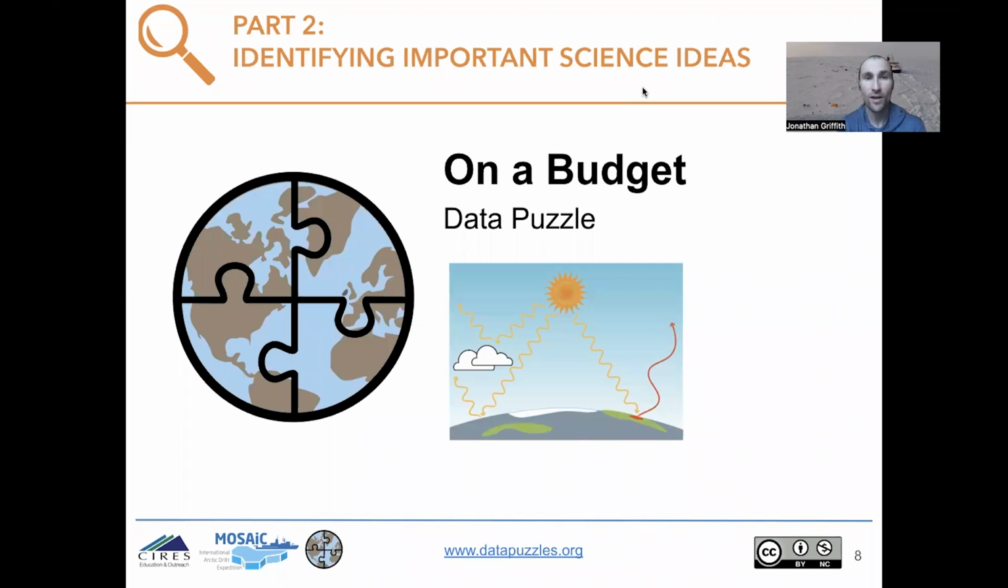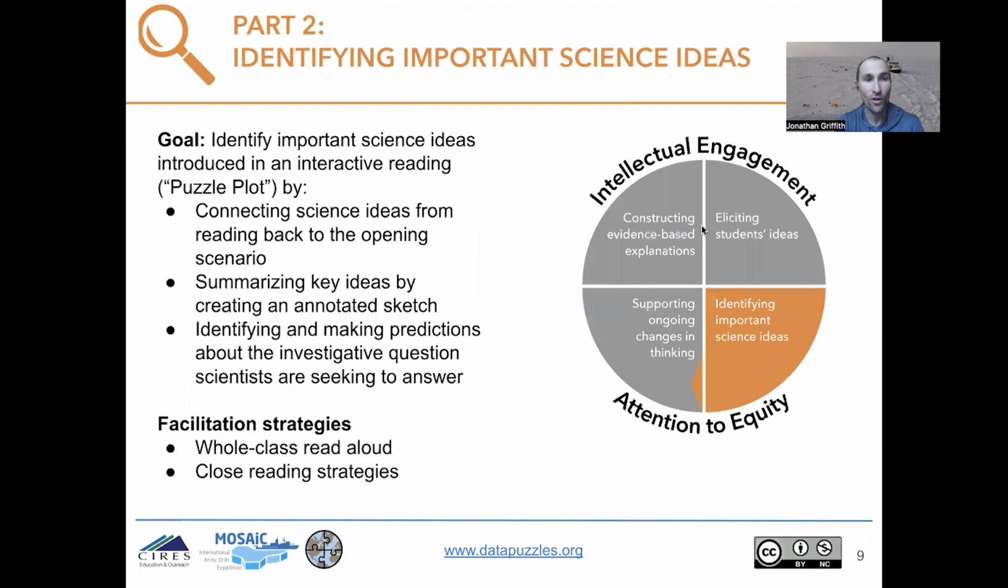In this video, I'm going to describe the Identifying Important Science Ideas practice in the context of the On a Budget data puzzle. The goal of this practice is to identify the important science ideas that are introduced in an interactive reading we call the puzzle plot text. We're going to do that by connecting these science ideas from the reading back to science ideas that were elicited during the opening scenario.